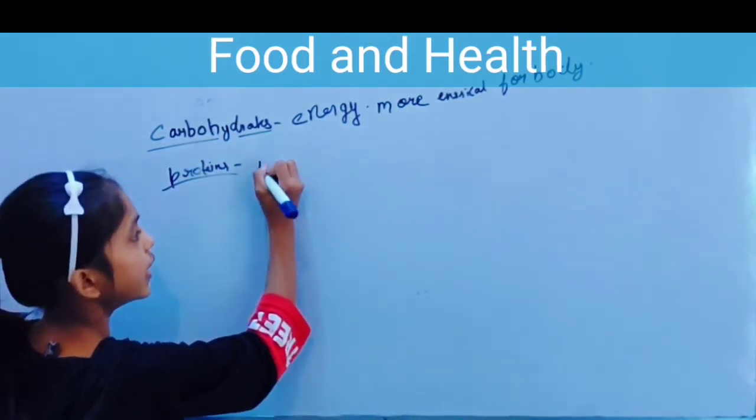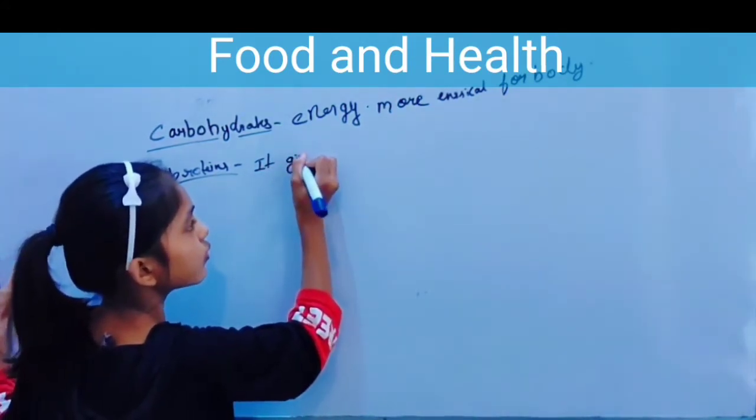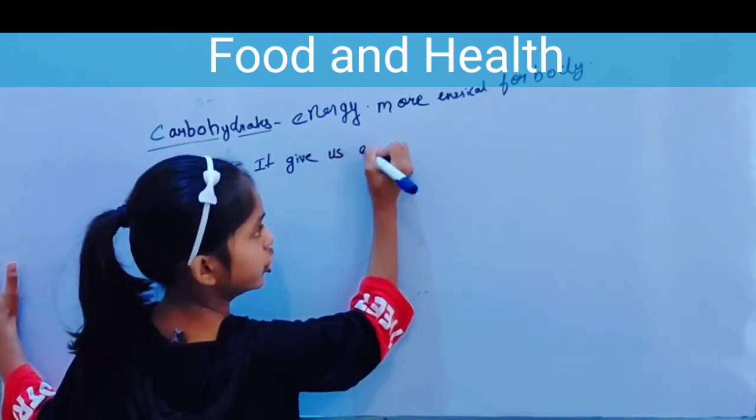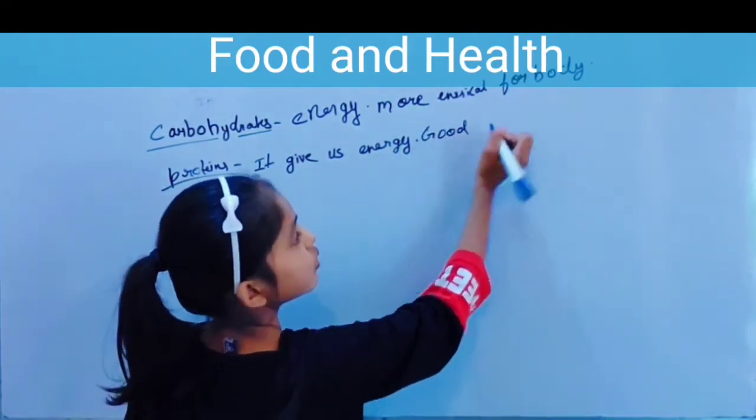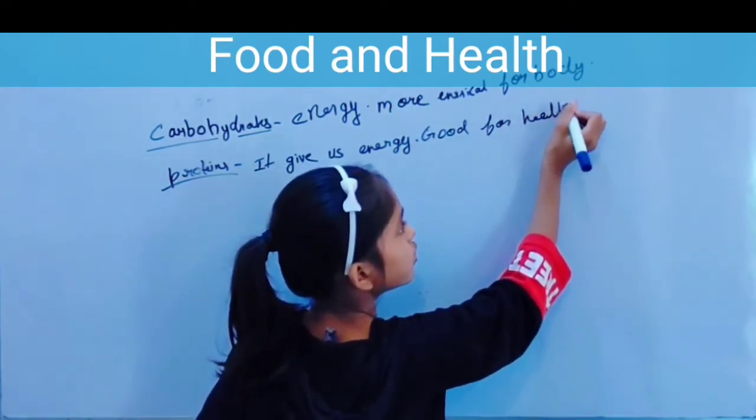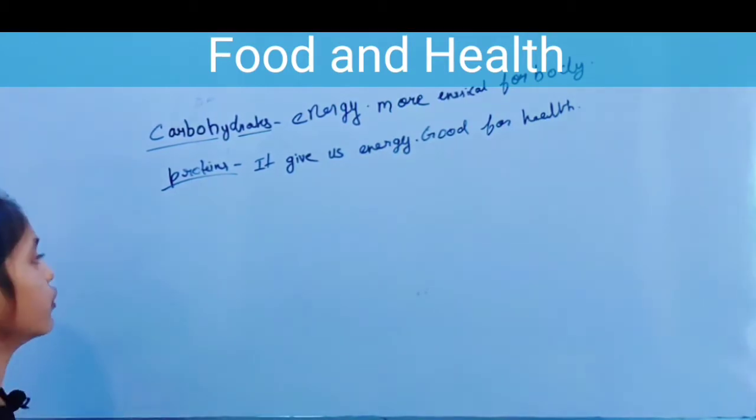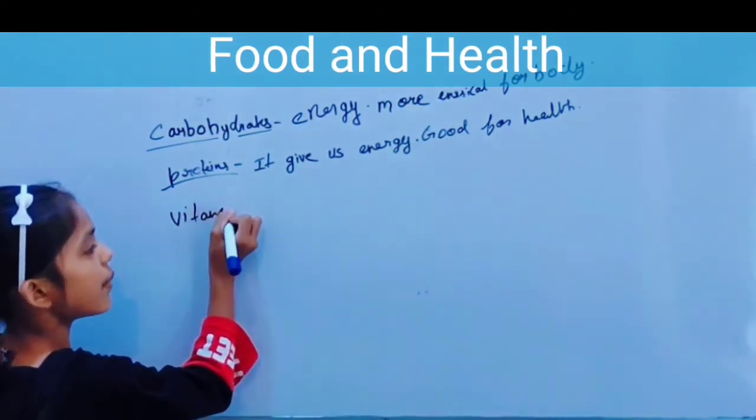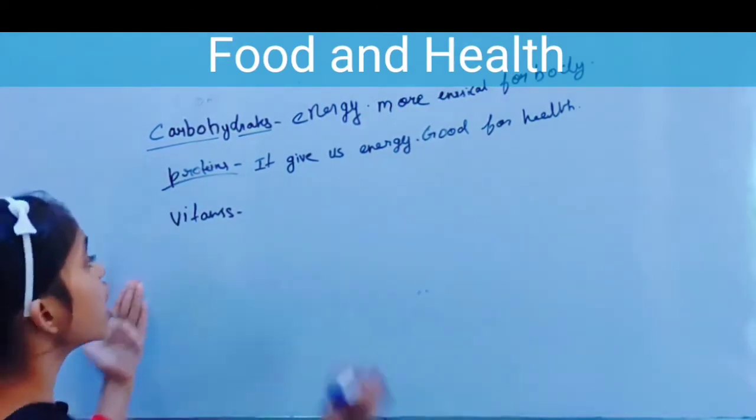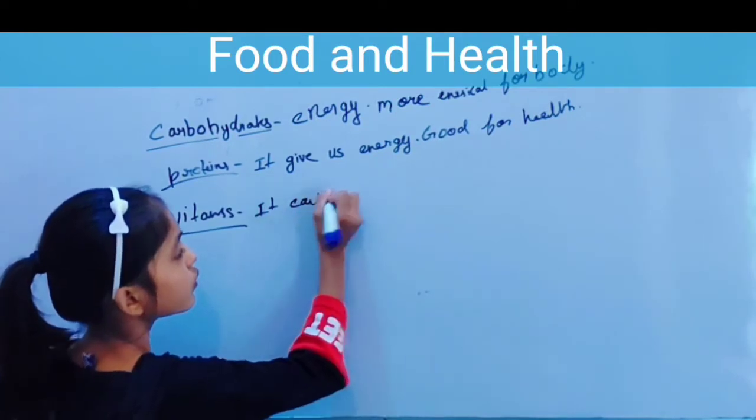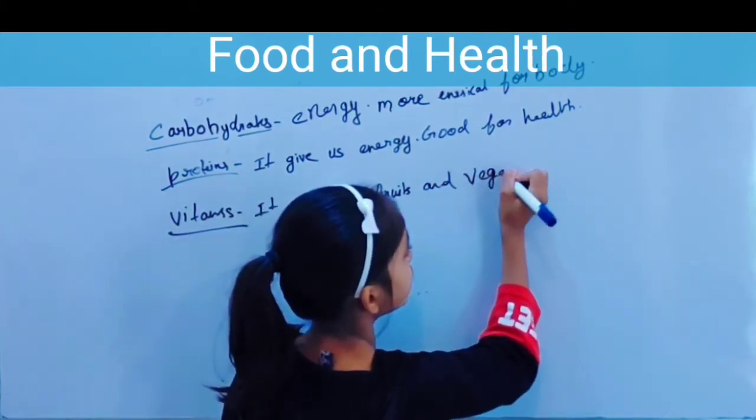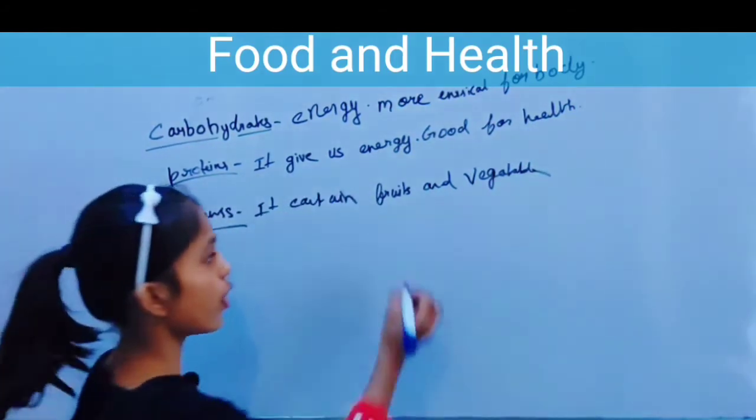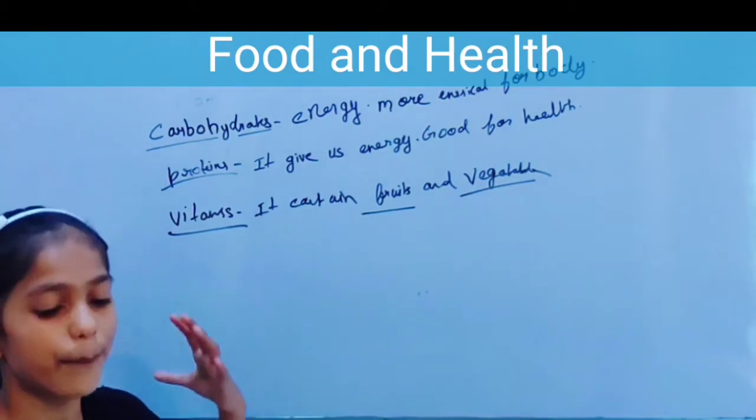Proteins give us energy and are good for our health. Now after protein, what comes? Vitamins. Vitamins are most required for our body after carbohydrates because they come from fruits and vegetables, which are most required for our body. Fruit and vegetables are most required for our body.